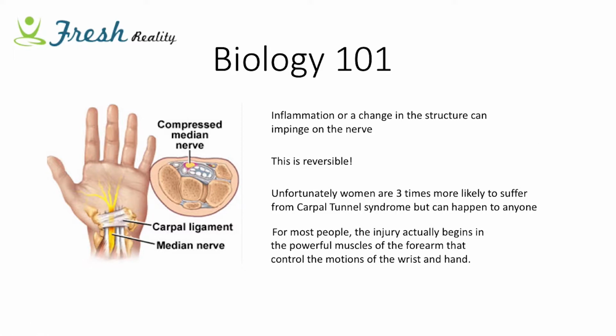So the reason that it's reversible, and this is the crux of this program, is that it is to do with the muscles. Now, muscles can easily be manipulated and changed, and is the way they adapt, but it can also be a downfall, and it is the muscles in the forearm.